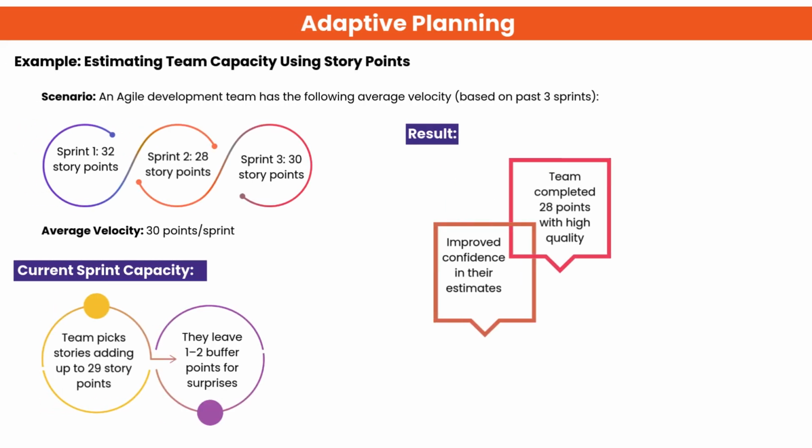This slide shows how teams estimate sprint capacity using story points and past velocity. Average velocity from 3 sprints is 30 points, so the team plans around 29 points with a buffer for unexpected work. Result: the team successfully delivered 28 points with improved confidence in their estimates.